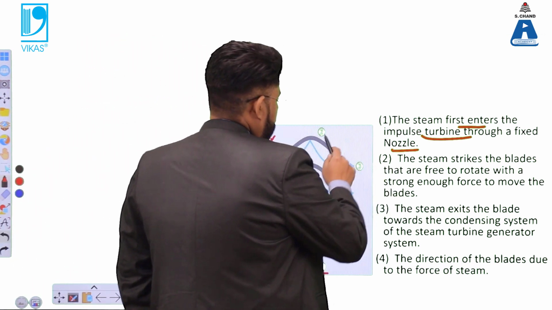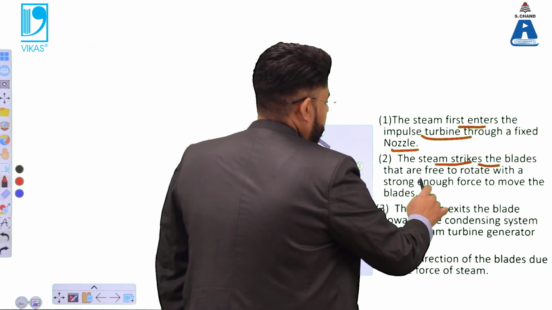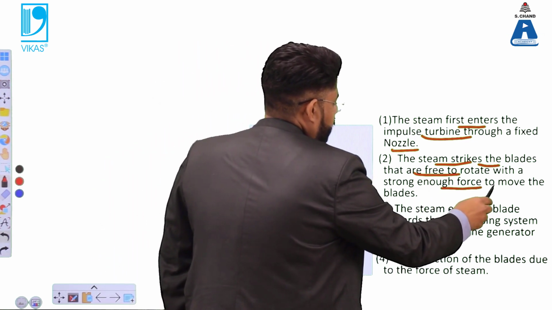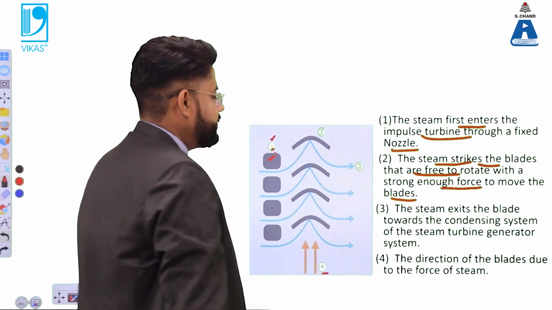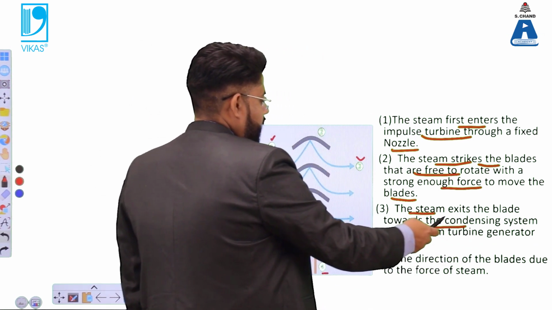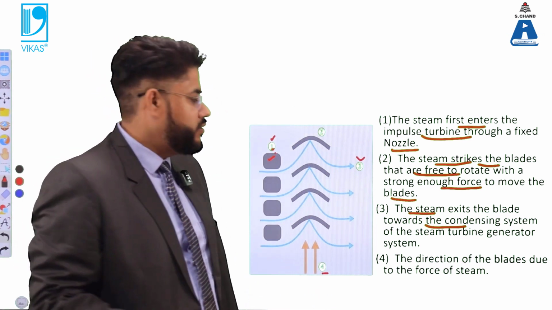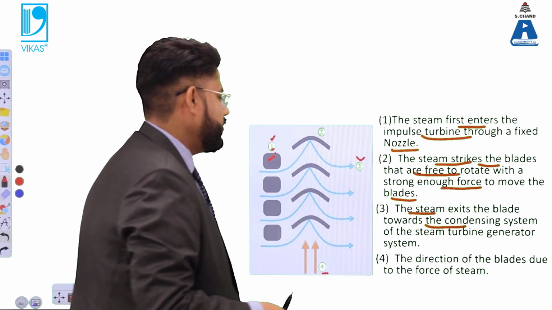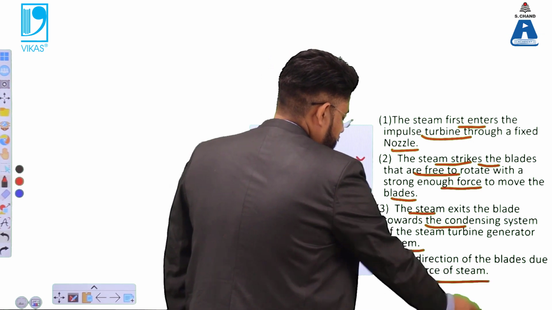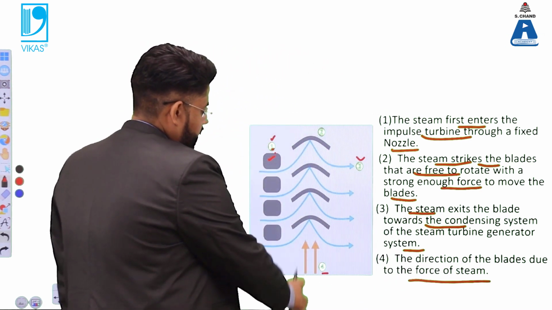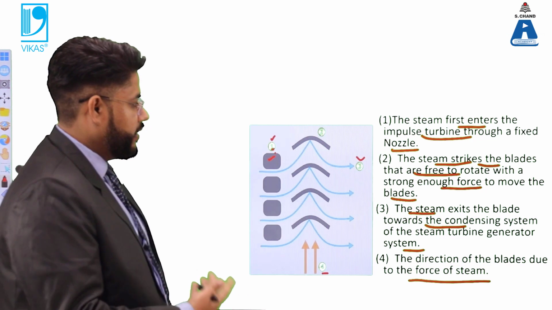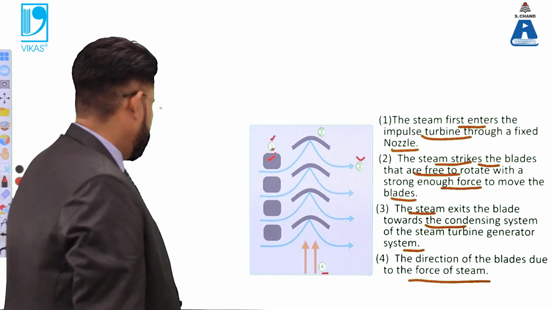Now number 2 indicates that steam strikes the blades that are free to rotate. So there are certain blades, and those blades are free to rotate with a strong force which is enough to move them. Number 3 indicates that the steam exits the blade towards the condensing system, in which the steam condenses into water. Now number 4 is the direction of the blades due to the force of the steam.